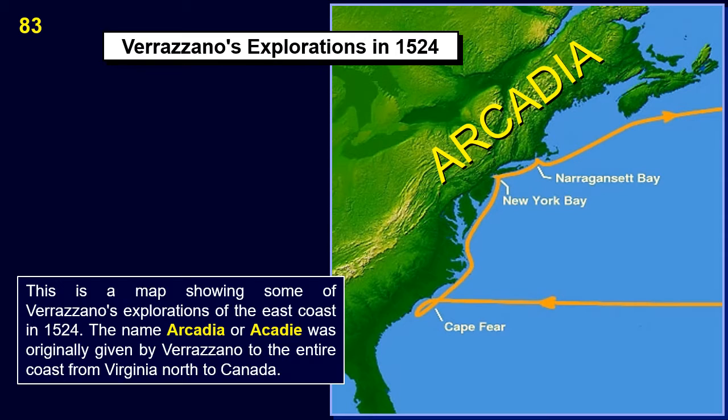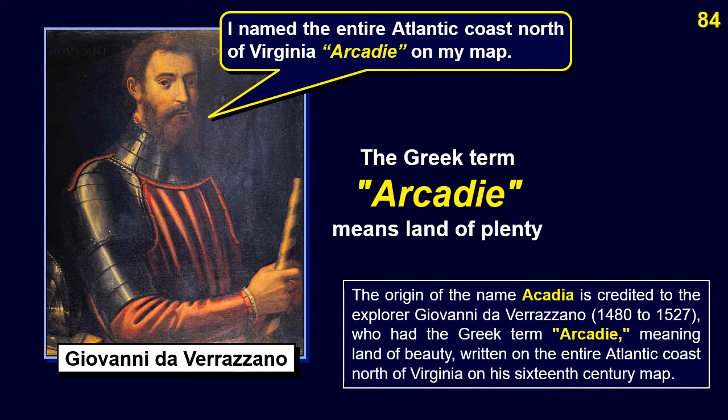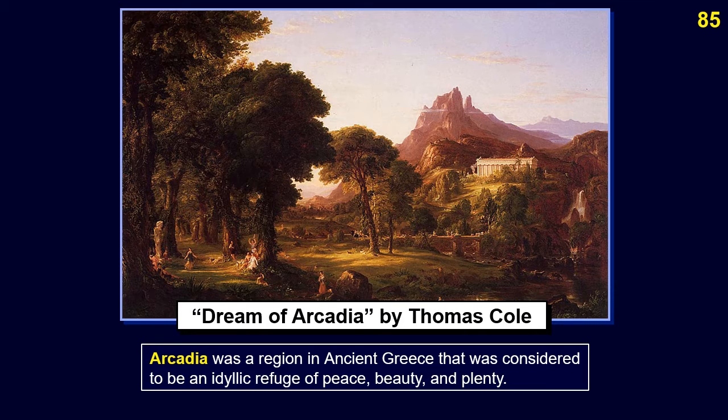This is a map showing some of Verrazzano's explorations of the East Coast in 1524. The name Arcadia or Acadie was originally given by Verrazzano to the entire coast from Virginia north to Canada. The origin of the name Acadia is credited to the explorer Giovanni da Verrazzano, 1480 to 1527, who had the Greek term Arcady, meaning land of beauty, written on the entire Atlantic coast north of Virginia on his 16th century map. Arcadia was a region in ancient Greece that was considered to be an idyllic refuge of peace, beauty, and plenty.